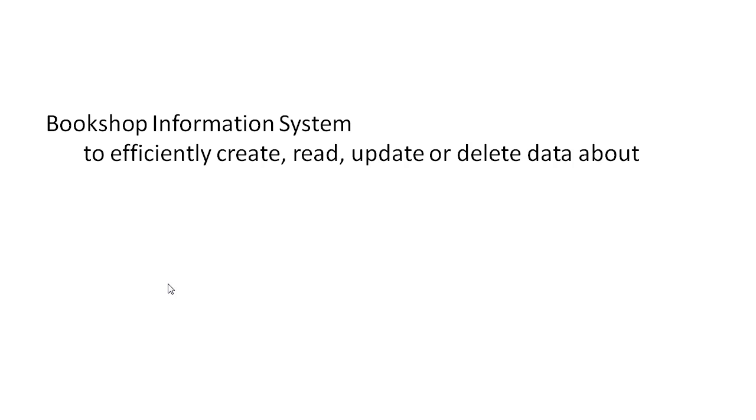Okay, we're going to write the scope statement for the Bookshop information system. We don't know the name of the bookshop, the name of the business, so we go with a title of the information system that describes what it's for. The Bookshop information system needs to create, read, update, or delete data about... This is the same part that goes in every scope statement. Books. Why is it just books?